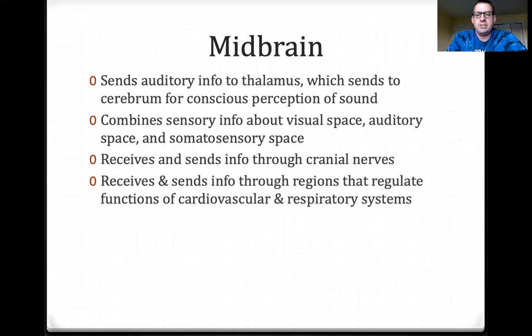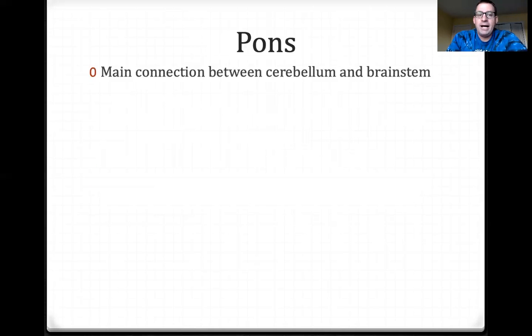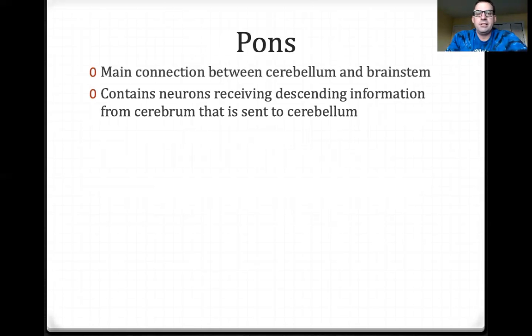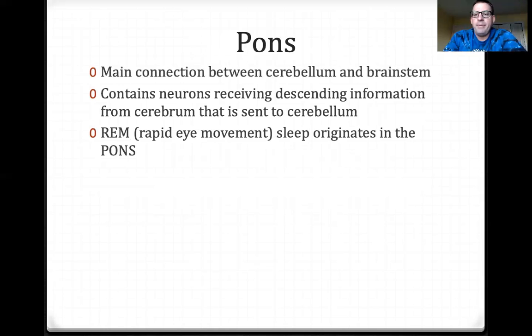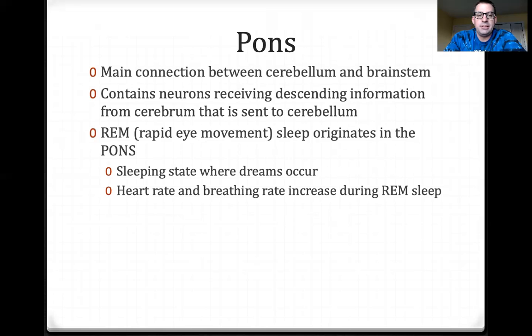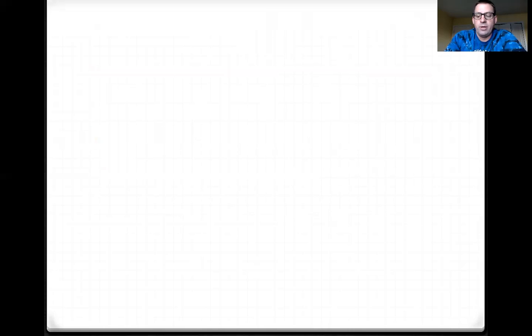It also receives and sends information through some of the regions of the brain that regulate the functions of our cardiovascular and respiratory systems. The pons is the main connection between the cerebellum in the back of the brain and the brainstem. So it contains neurons receiving descending information from the cerebrum that is then sent to the cerebellum. And then rapid eye movement sleep, REM sleep, originates in the pons, that time when we're dreaming, right? The sleeping state where dreams occur originates in the pons. And then heart rate and breathing rate will increase during that REM sleep.